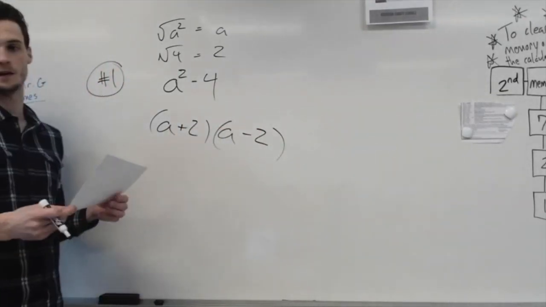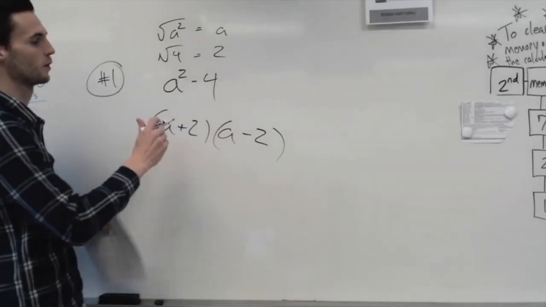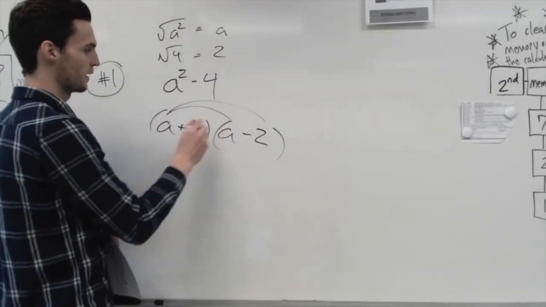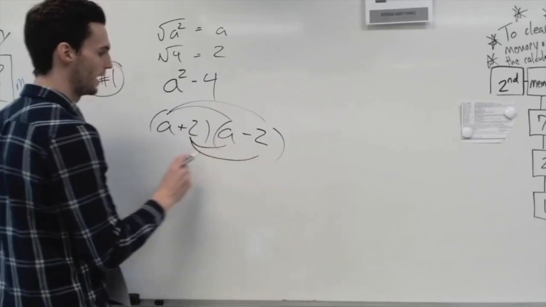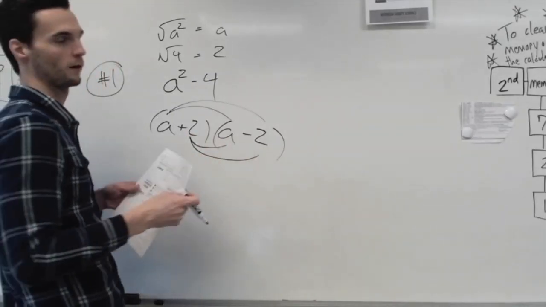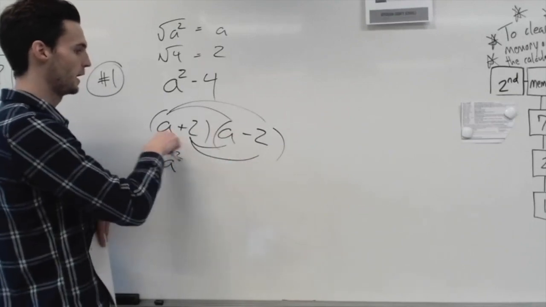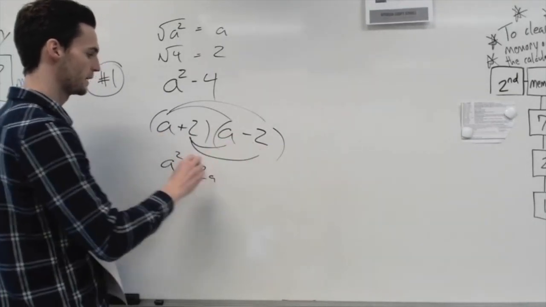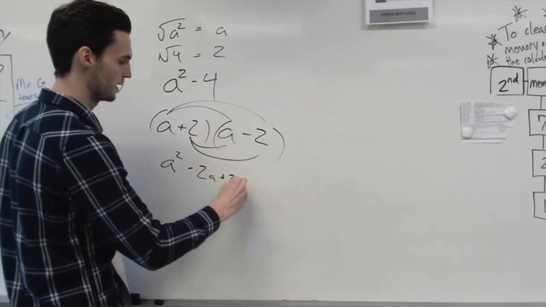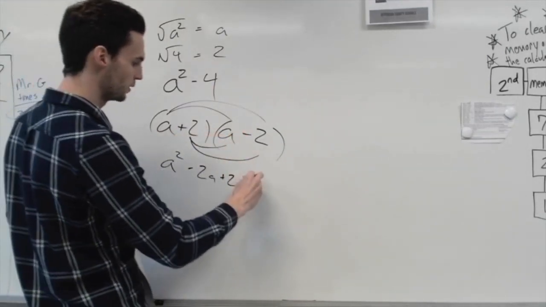Alright, just like yesterday, how we could check them, you can check these two. So we can go first, outer, inner, last, or double distribute, however you like to say that. So a times a is a squared. A times negative 2 is negative 2a. 2 times a is 2a. 2 times negative 2 is negative 4.